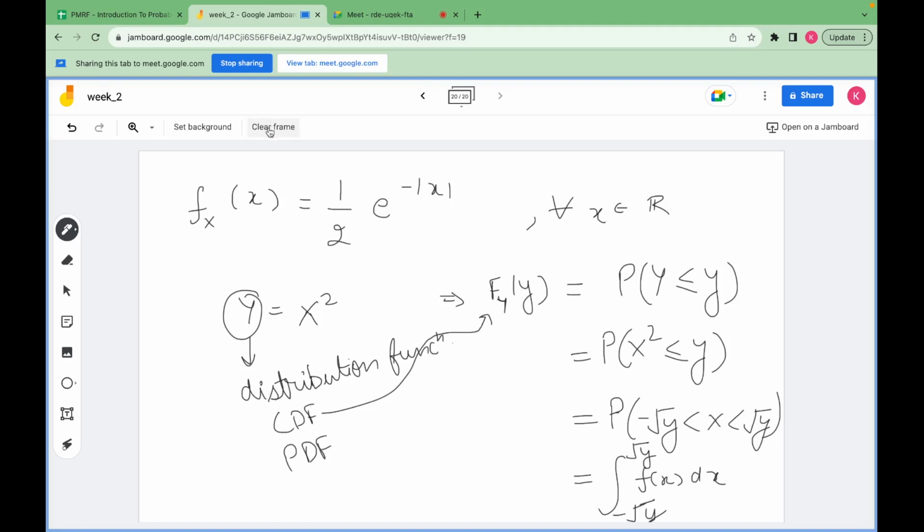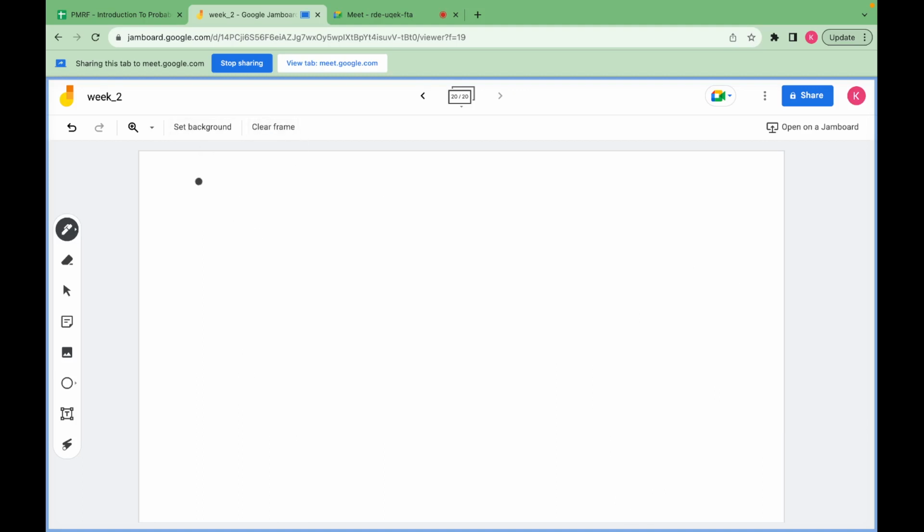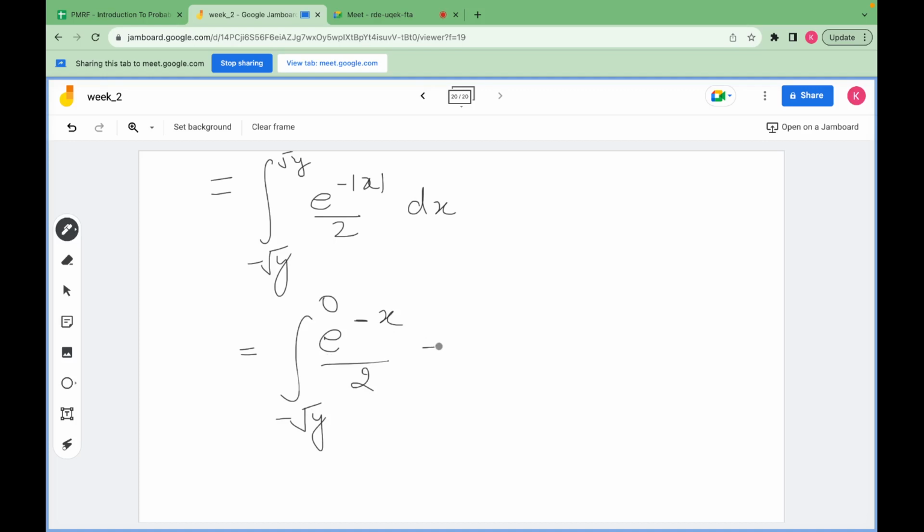Okay, and when we solve this, when you put the values, that is e to the power minus |x| by 2 dx. So for negative x, this will become e to the power x by 2 from minus infinity to 0, plus from 0 to root y e to the power minus x by 2. Sorry, this will be positive. For x less than or equal to 0, it will become minus x, and here is one more minus, so it will become plus x, and this will become minus x by 2 dx. So when you solve this, it will come out to be 1 minus e to the power minus root y.